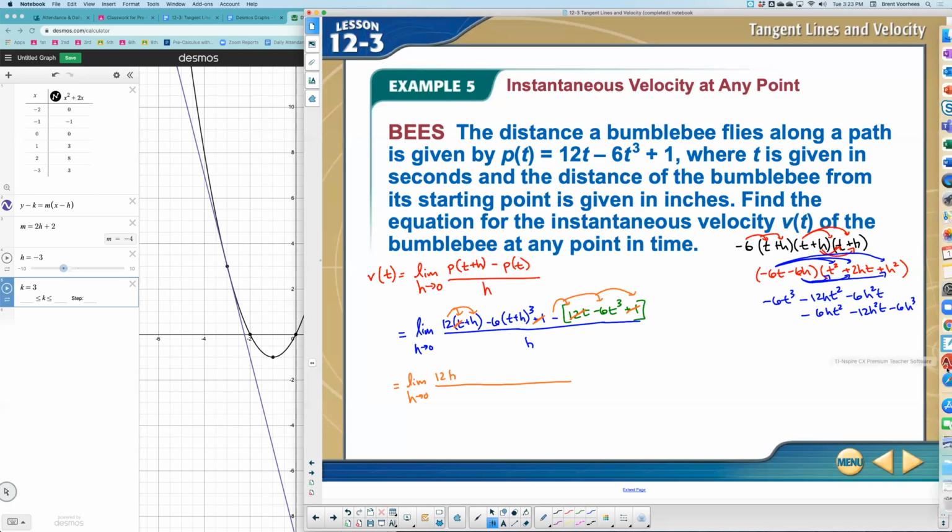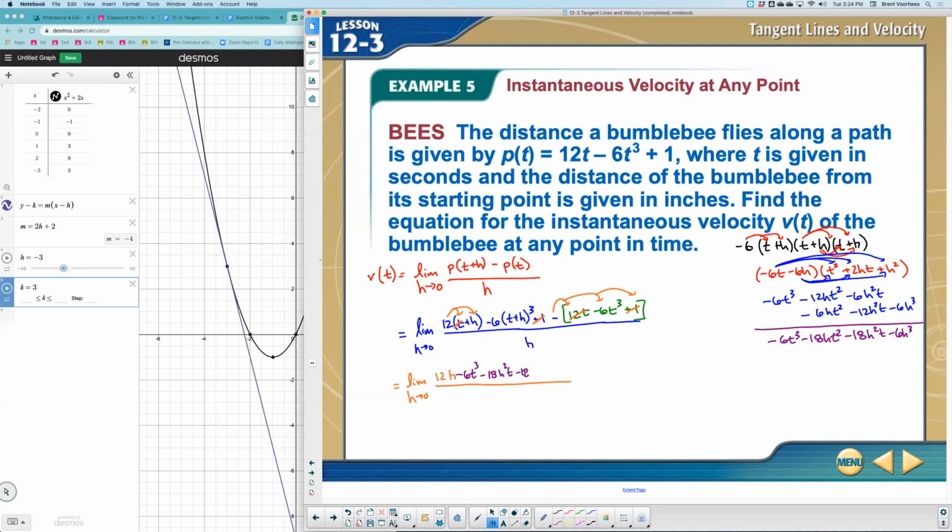When I combine my like terms, this is going to be negative 6t cubed minus 18ht squared minus 18h squared t minus 6h cubed. Okay, so that's what's coming next in this middle portion right here. So we have a minus 6t cubed minus 18ht squared minus 18h squared t minus 6h cubed.